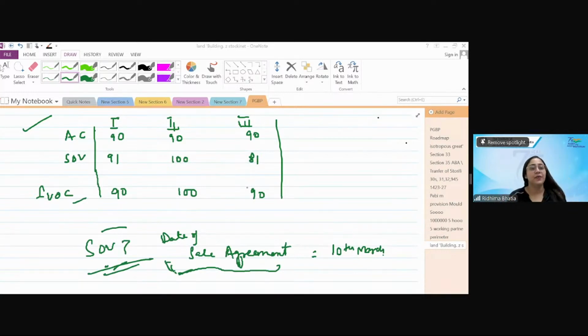So the first step, if the question gives extra information, is to see which particular stamp duty value you have to pick.